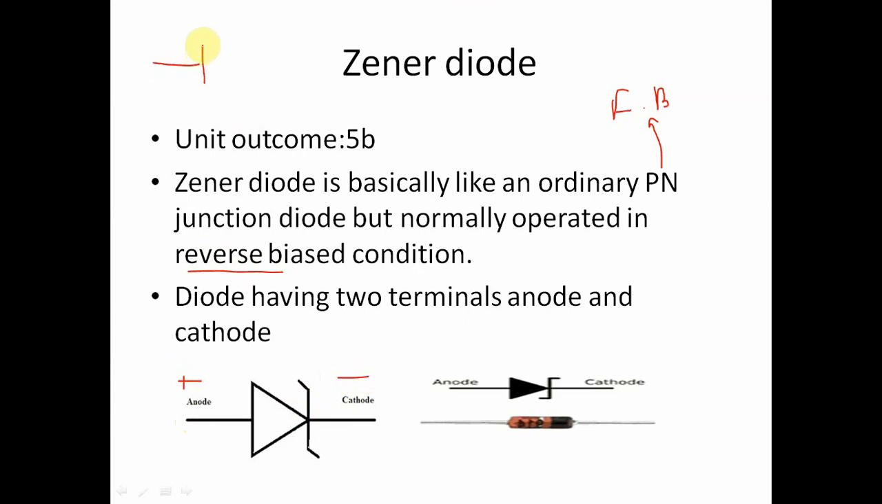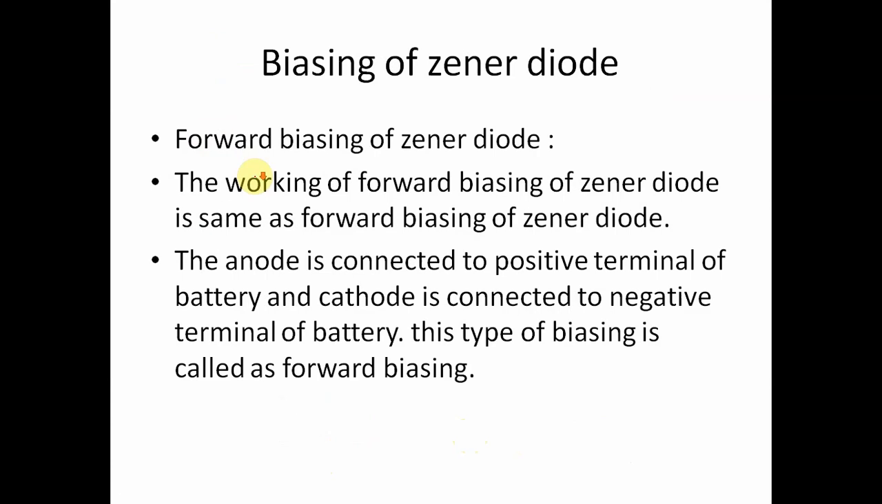This is the symbol of PN junction diode. But here, in the Zener diode, the only difference is that two arrowheads are generated. This one is the symbol of Zener diode and this one is how the Zener diode practically looks. Here is the anode terminal and this one is your cathode terminal.